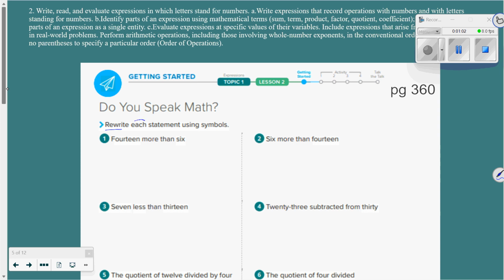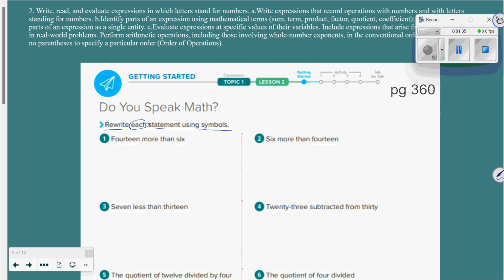You're going to rewrite each statement using symbols. In other words, I'm going to take what's being written in English and write it mathematically. If you haven't done this before, let me talk you through it. I'll give you one example of what I'm talking about: 14 more than 6. To write this mathematically, we're going to start using the actual numbers. So I know I've got 14, I've got more than, and 6.